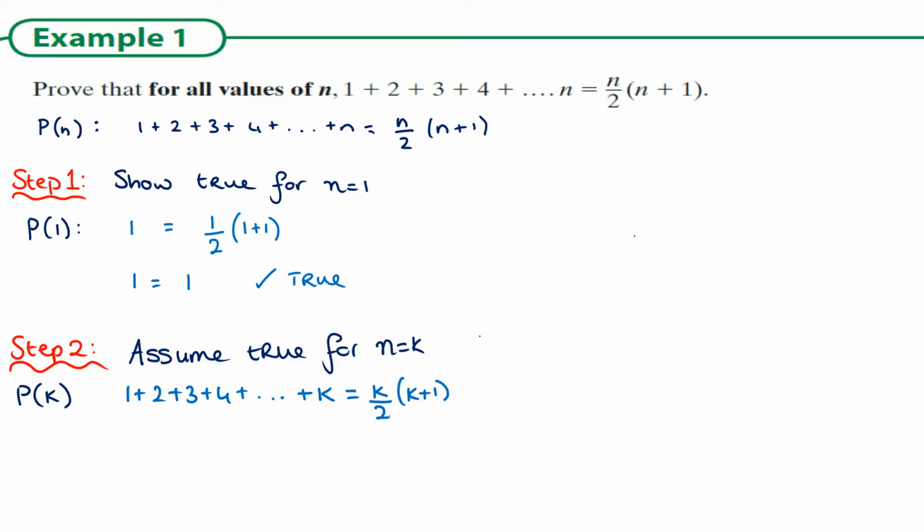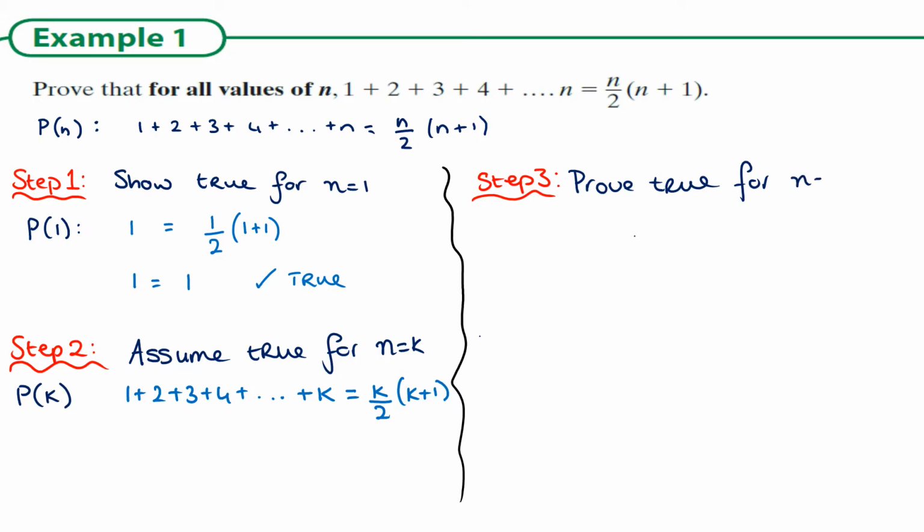So the first two steps of this are very straightforward. There should be absolutely no problem if you're asked for proof by induction to do step 1 and 2. We then can set up step 3. And our step 3 is going to be prove true for n equals k plus 1. So this is P of k plus 1.